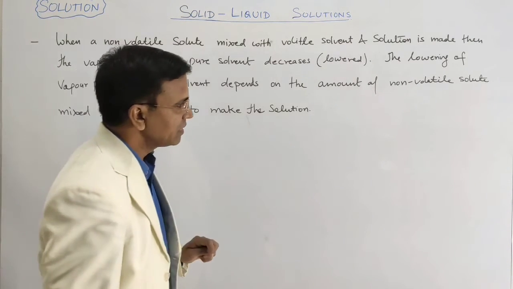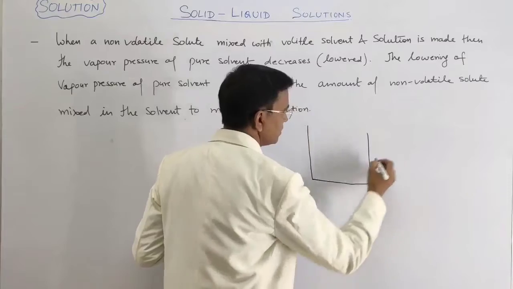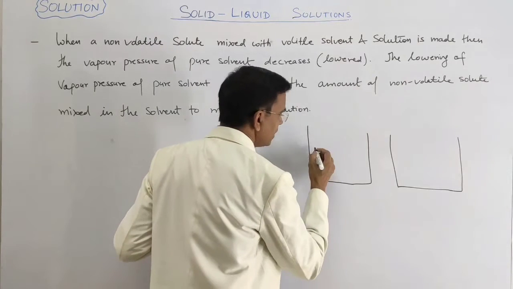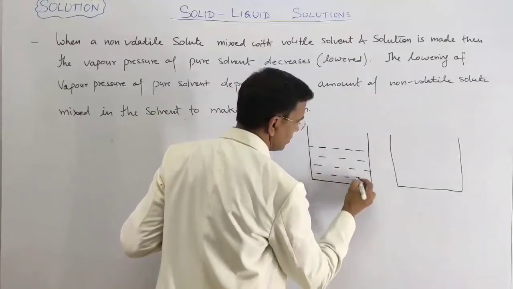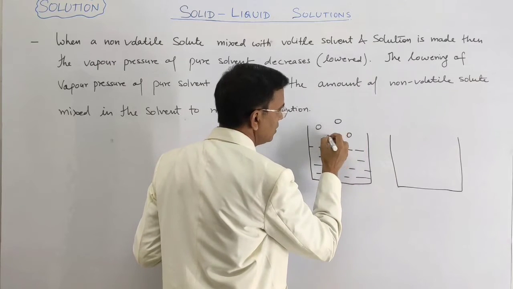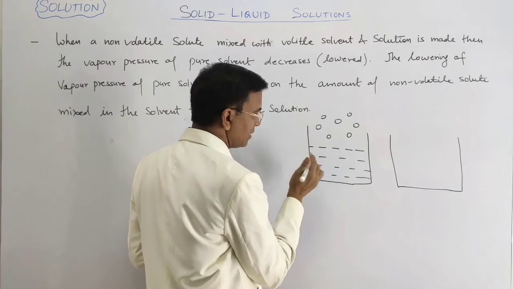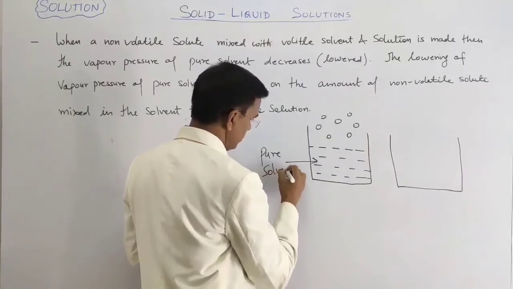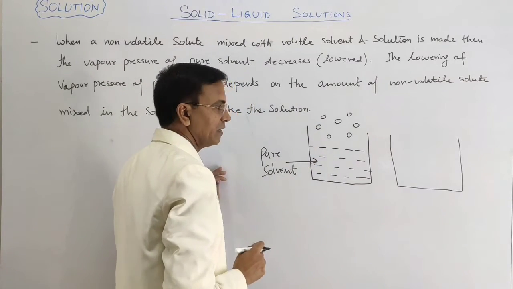Let me explain more about that. Suppose here is the solution. Two beakers are there. In one beaker, it is the pure solvent. When you heat it, there are vapors above the beaker of the pure solvent. This is the pure solvent, and there will be some vapor pressure of the solvent over the solvent.